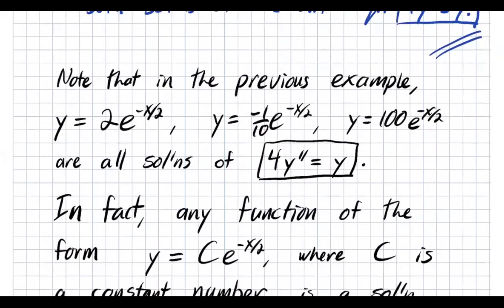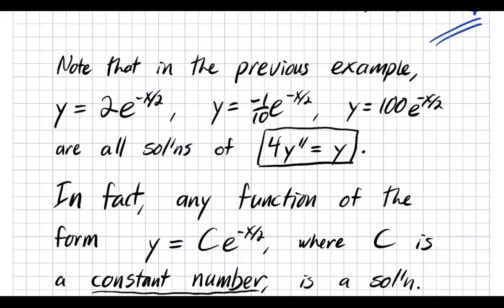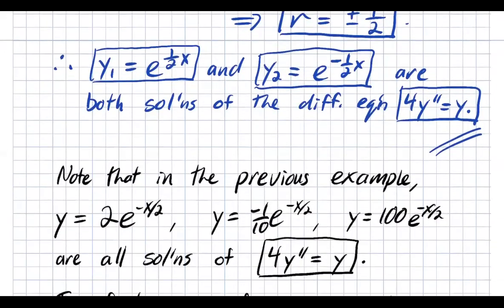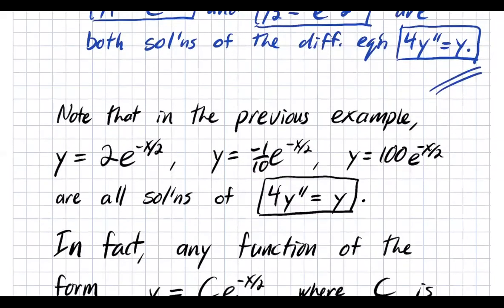So let's make the following observation. In this previous example, we found these 2 solutions. However, we can actually get even more than just 2 solutions to the differential equation. We can take that second solution, that e to the negative 1/2 x, that's y2 right there, and multiply it by a number, say 2. If you go through the calculation, you can easily check that this is also going to satisfy this differential equation. It's not too hard to see.